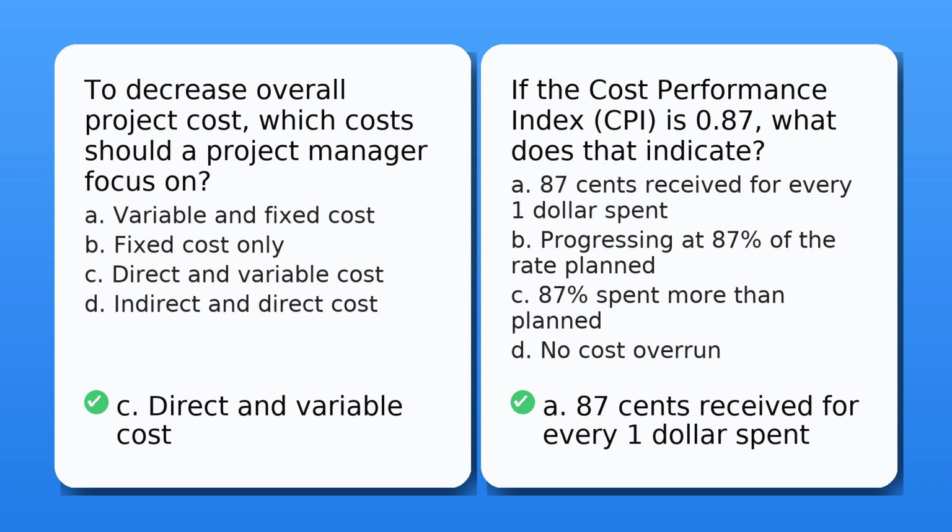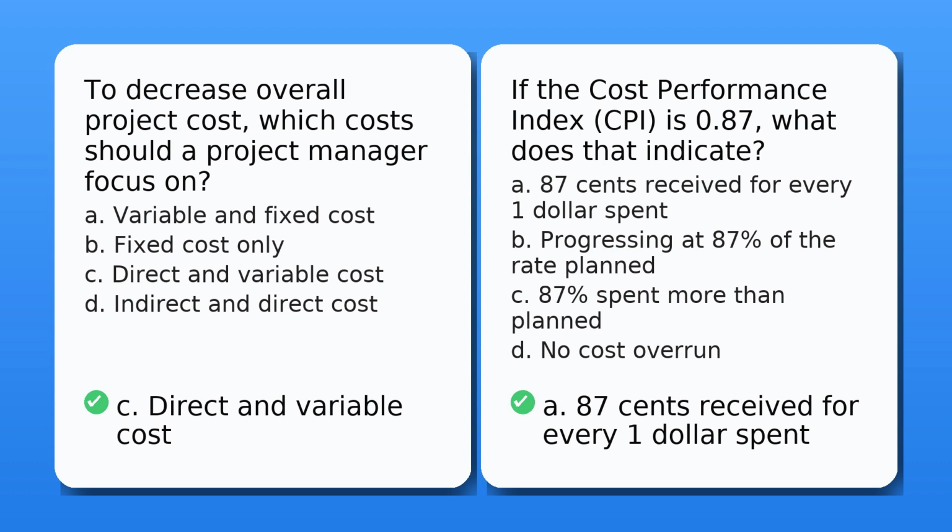Indirect cost was another choice for this question, which is not the right answer. Indirect costs refer to overhead or admin salaries. They are harder for a project manager to control directly. If your project is running over budget, don't start by cutting office rent or software licenses. Start by optimizing your labor, optimizing the materials, optimizing the resource usage. Your direct and variable cost, that is where the real savings come from.